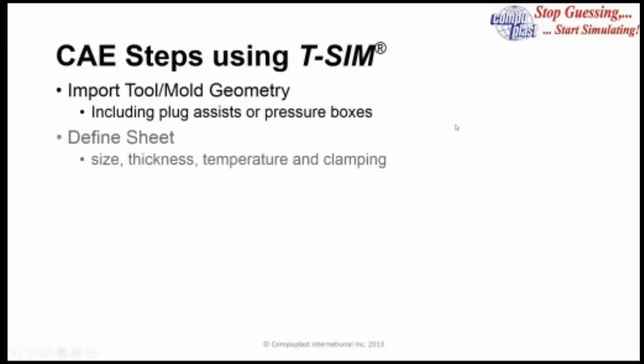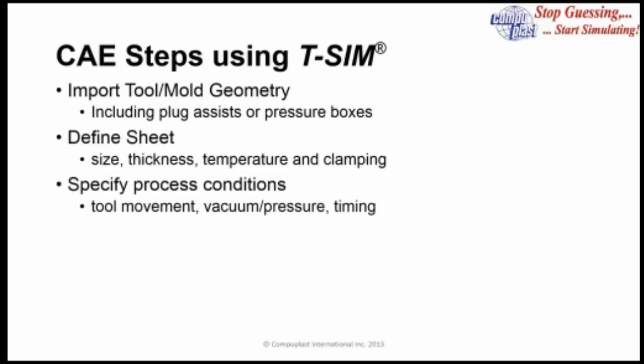So we import the tool geometry, then we define our sheet size, and typically what we need is the overall dimensions, the thickness, the initial starting thickness, our initial guess, the initial temperature of the sheet, the clamping region, what areas are going to be clamped, what areas are pressure areas. You can define no-pressure areas that are going to be beyond the tool. It has a lot of capabilities there.